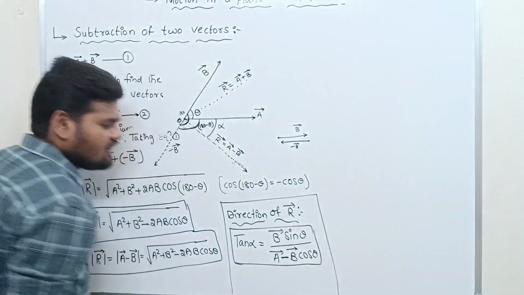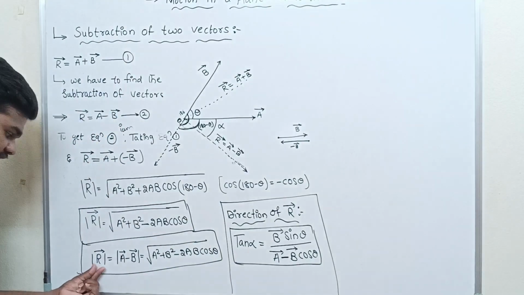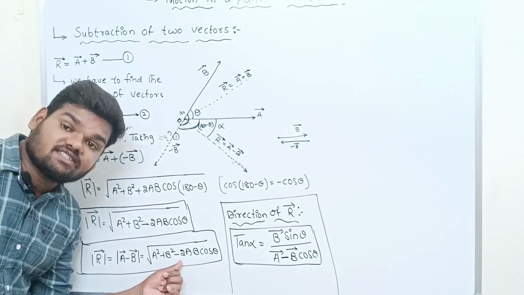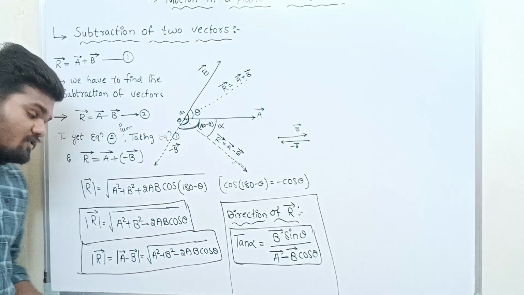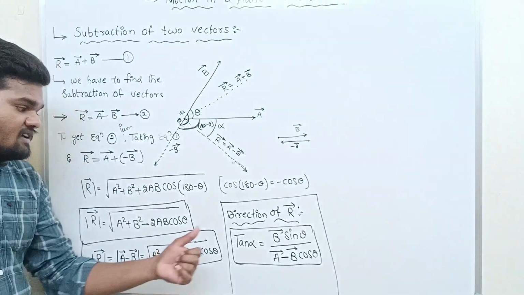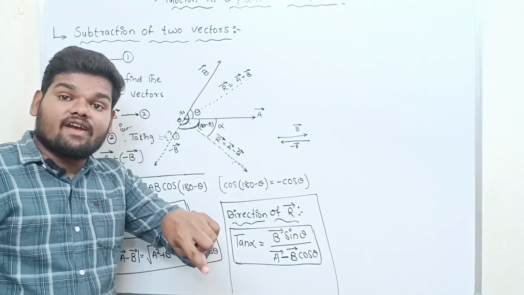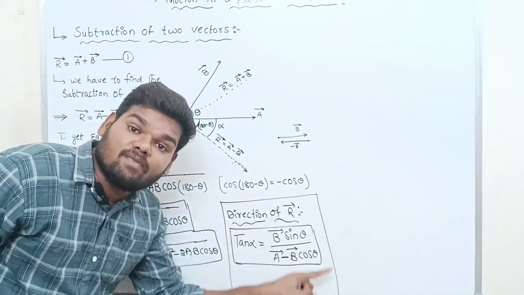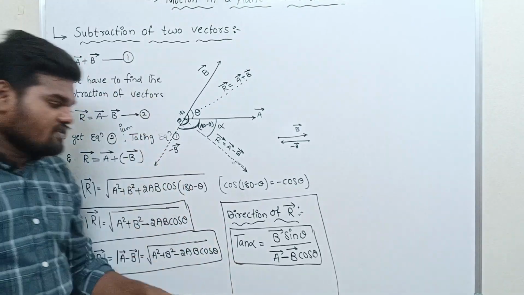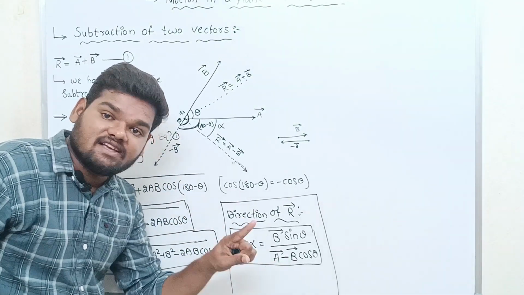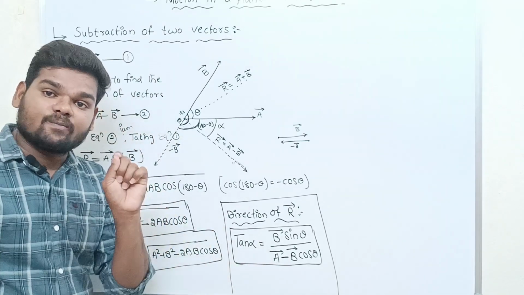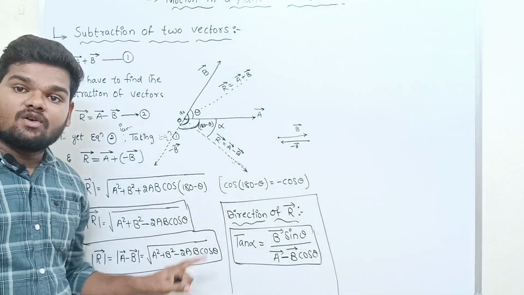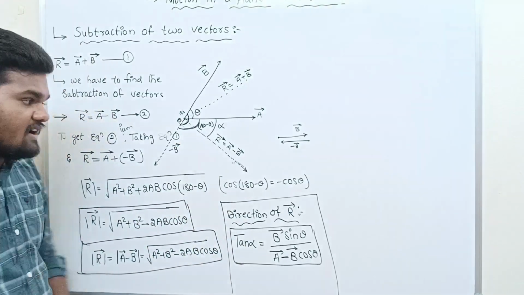So have a look. In case of addition of two vectors, we got r bar is equal to a bar plus b bar, which is under root of a square plus b square plus 2ab cos theta, and the direction of the resultant vector tan alpha is b bar sin theta by a bar plus b bar cos theta. But in case of subtraction of two vectors, at the place of plus you will get minus sign. So this is the difference between addition and subtraction of two vectors. Is it clear? Any doubts?